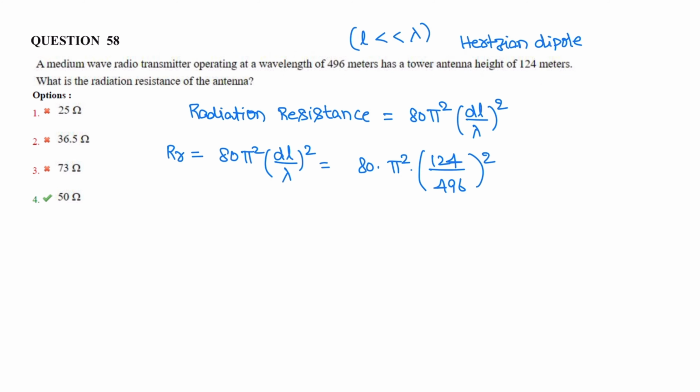So here the length of the antenna is 1 by 4 times the wavelength, 0.25 times the wavelength. For a Hertzian dipole, the radiation resistance is 80 pi squared (dl by lambda) squared. Substituting the values of length and wavelength, 80 pi squared times (1 by 4) squared. On calculation, its value is 5 pi squared, which is approximately equal to 50 ohms. So the radiation resistance of the given antenna is 50 ohms. Correct option is 4.